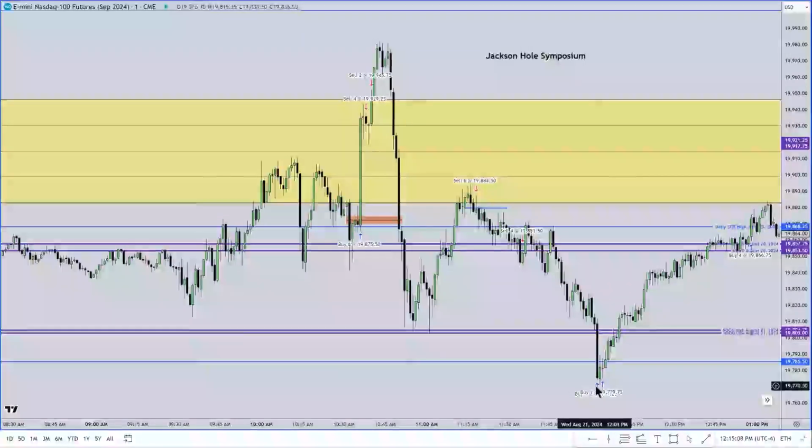Let me highlight it right there. You can see it. Look up here, right up here. That is a closure, and then that's a closure right there. And then the balance of the remaining 4 of the 10 contracts were stopped out there.